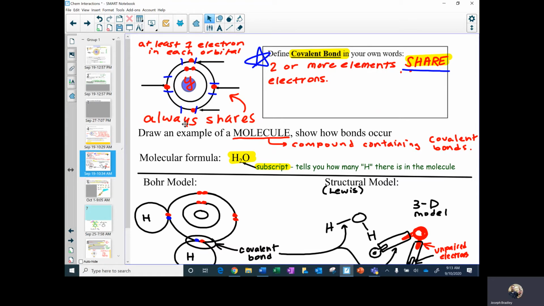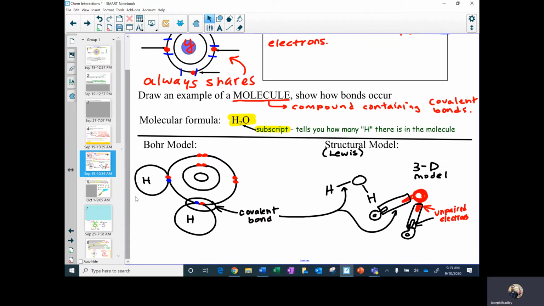So covalent bonds form when two or more elements share their electrons. Compounds that form covalent bonds are called molecules. So water is a famous molecule. So you have oxygen here, and you can see its electron configuration in red.